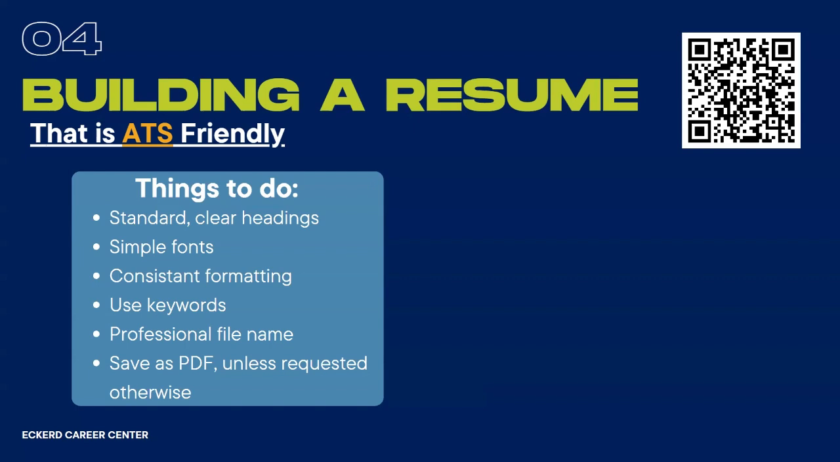Consistent formatting. This is really key. If you're going to use one font for a heading, make sure to use that same font for all headings. If you're going to underline a heading, make sure you underline all headings. If you're putting your date in a certain spot for one job, it should go in the same spot for your next job. So make sure it's consistent formatting so it's easy to find and read. Make sure you're using keywords, which we will go into more in depth in a little bit.